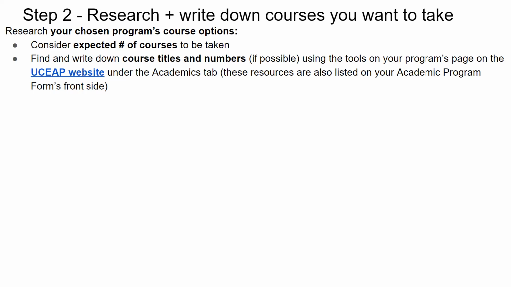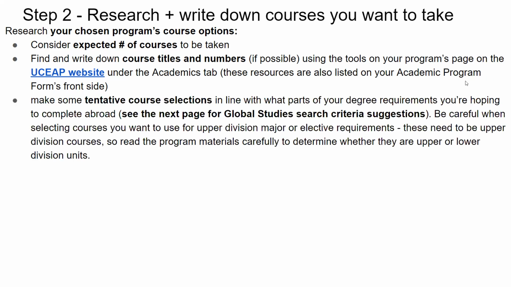So there are some tools that will help you figure that out on the UCEAP website. Basically, you're going to spend a lot of time on the academics tab for your specific program's page. These resources are also listed, like we saw, on the academic program forms or planning forms, front side. So then with that information in front of you, you're going to make some tentative course selections in line with what you're trying to accomplish while you're abroad.